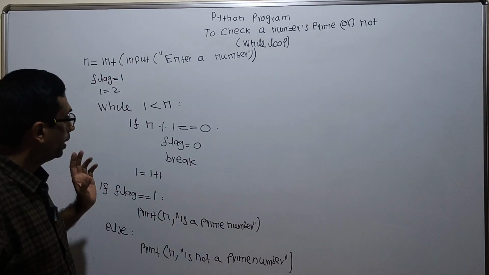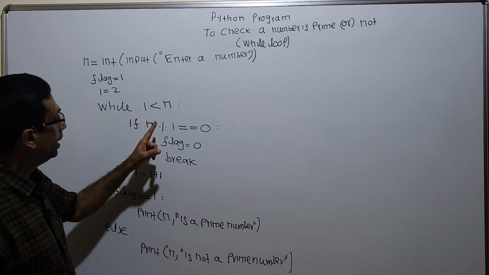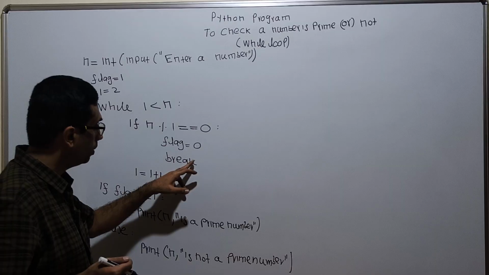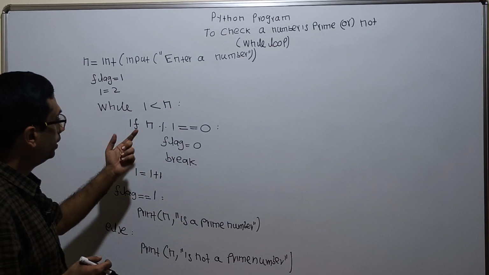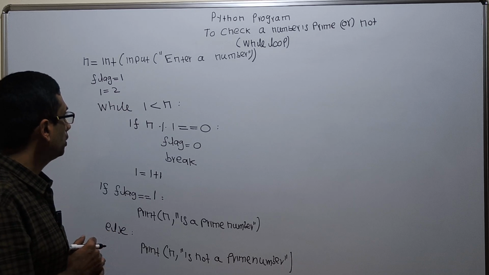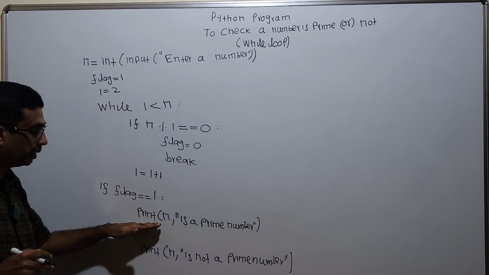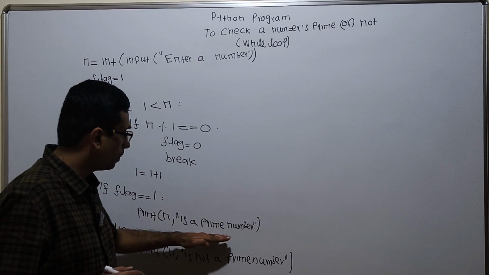For any value of I from 2 to n minus 1, when you divide n by that value and the remainder is 0, flag becomes 0, break will be encountered, and control will come out immediately. If it is continuously executed, then n modulo I is never 0, and flag will keep the value 1. So after the while loop, I am checking flag equal to 1, and I am printing the value of the variable n followed by is a prime number.